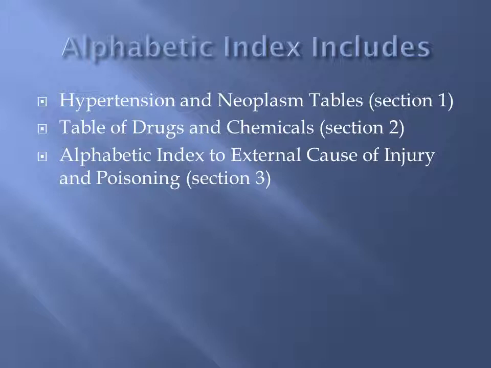Volume 2 is the alphabetic index. The alphabetic index includes Section 1 for hypertension and neoplasm tables. Section 2 has a table of drugs and chemicals. And Section 3 has an alphabetic index to external causes of injury and poisoning.